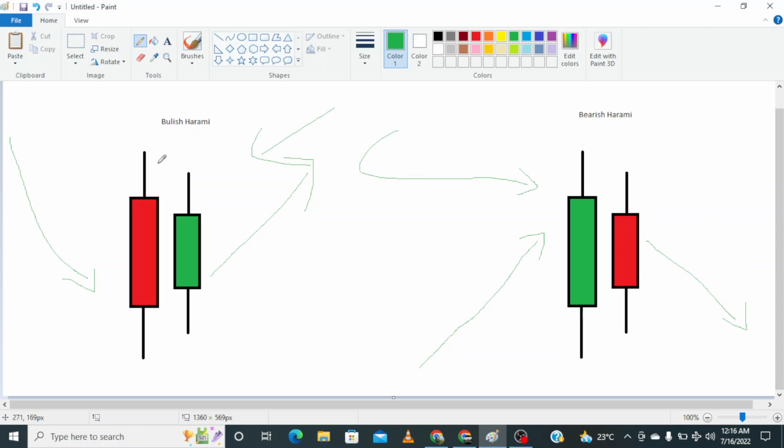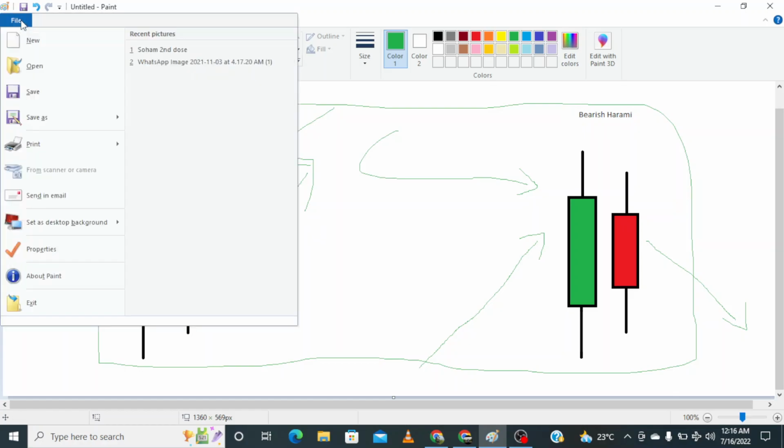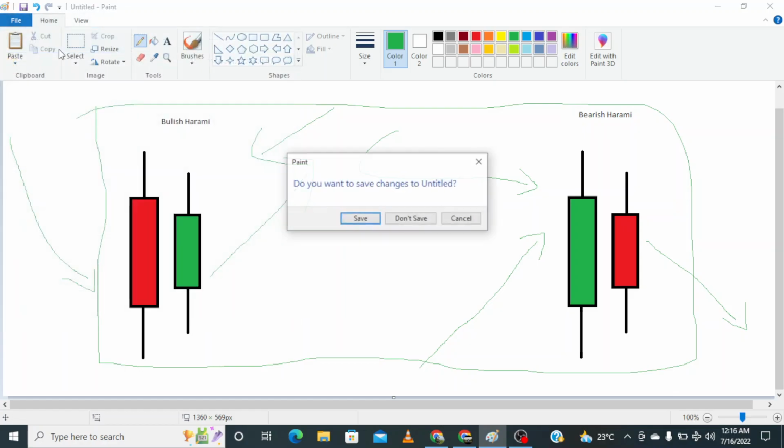But for now, just understand these things, just remember the names, just note it down. Whatever I'm making right now, keep it safe in your notes, and keep a track of what you're doing. And whenever you see something like this, you should remember what type of candlestick pattern this is, and what it could do.